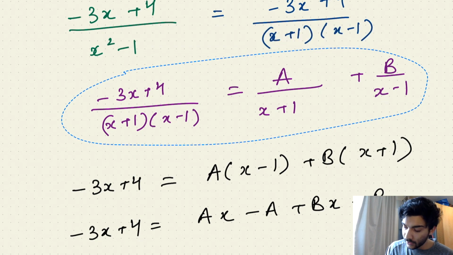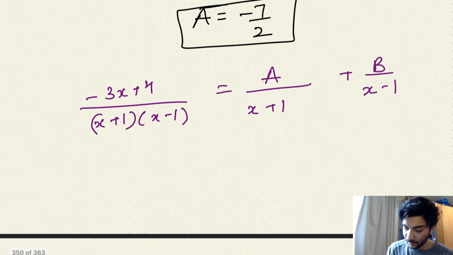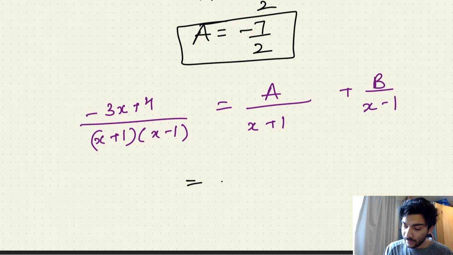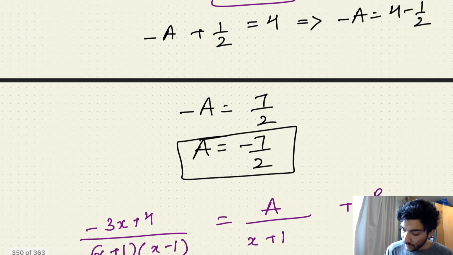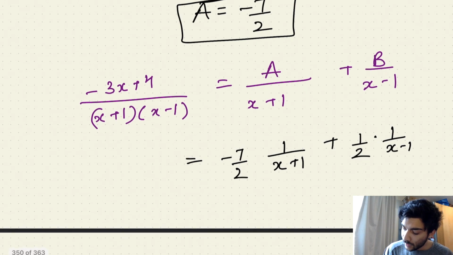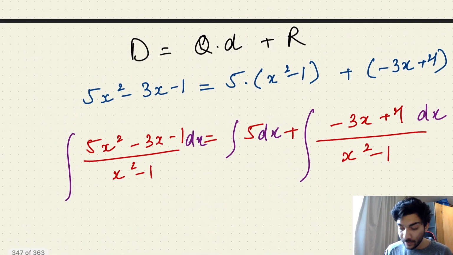So this expression will then become simply, your a is minus 7 by 2. So this is minus 7 by 2, 1 upon x plus 1 plus your b is half. So it would be half 1 upon x minus 1 over here, right? So now you converted this expression successfully to this simple expression over here.